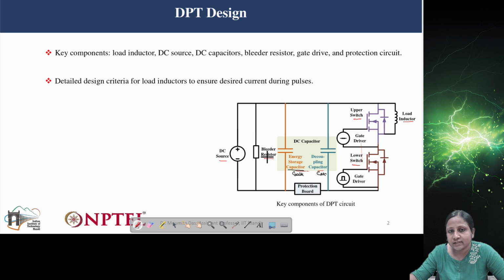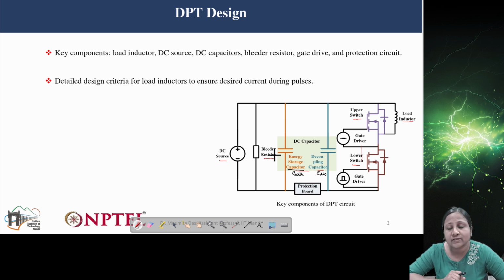We need this resistor after every test. Let's say we select a certain voltage at which we perform this DPT, or a certain condition initially. Now we want to see the performance of the device in another condition. Then what do we have to do? We have to restart the test. If we restart the test, we have to consider a condition where all the capacitors are initially in a discharged condition. So in order to discharge these capacitors, we need some medium, and that medium is provided by this bleeder resistor.